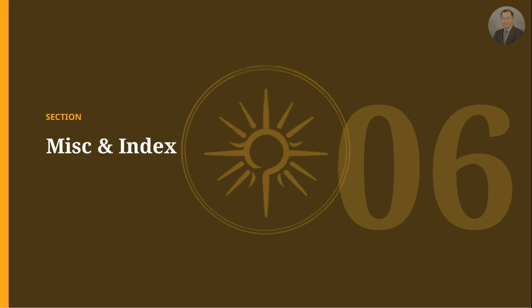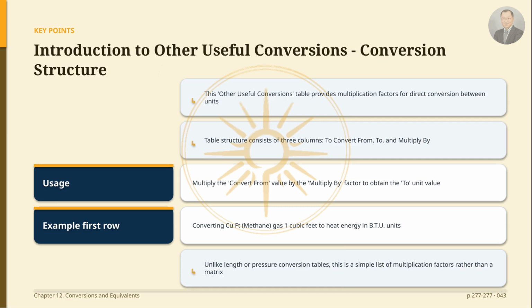Next, we turn to miscellaneous and index. Now, I will introduce the other useful conversion tables from the Control Valve Handbook. This table organizes multiplication factors so that you can convert directly from one unit to another, and it consists of 3 columns. The first column is convert from, the unit before conversion. The second is to, the unit after conversion. And the third is multiply by, the factor to be multiplied.